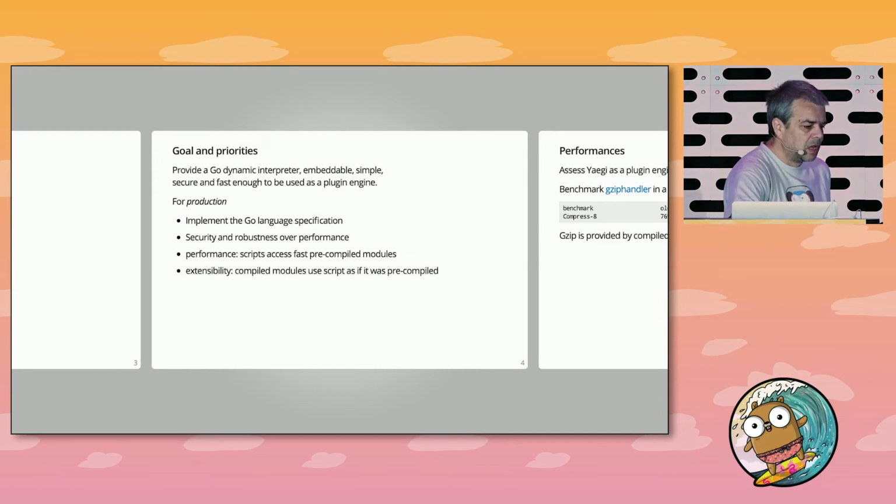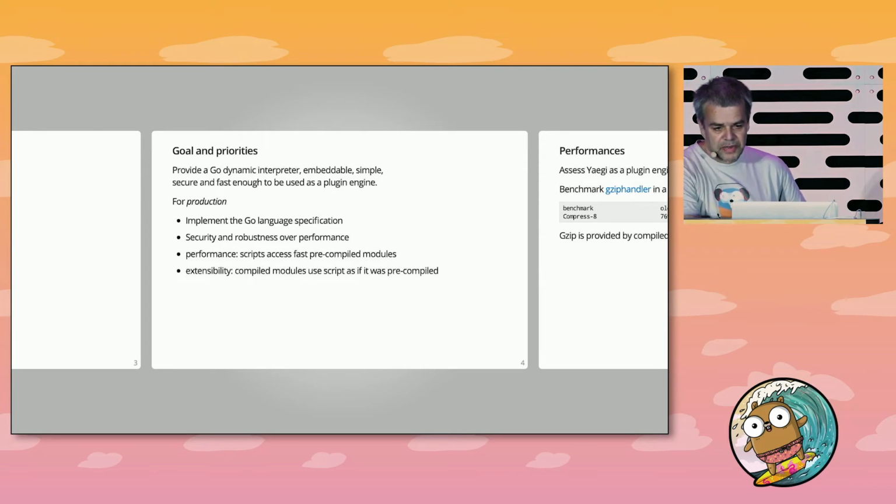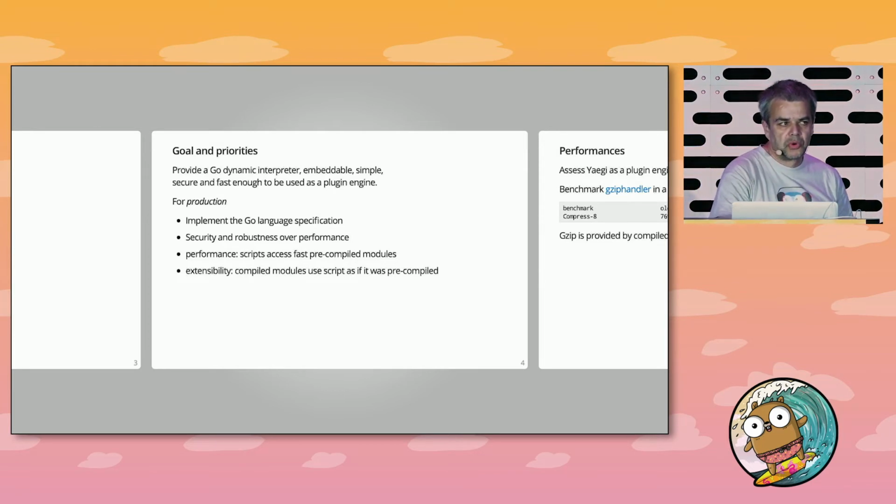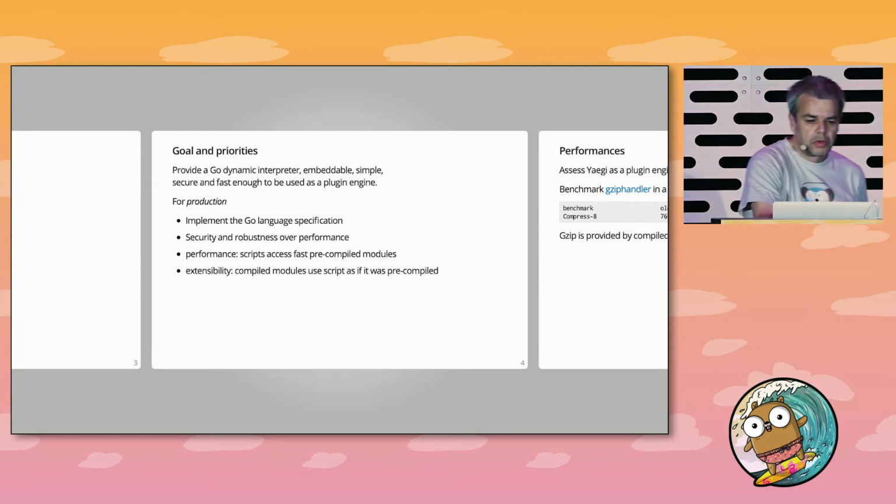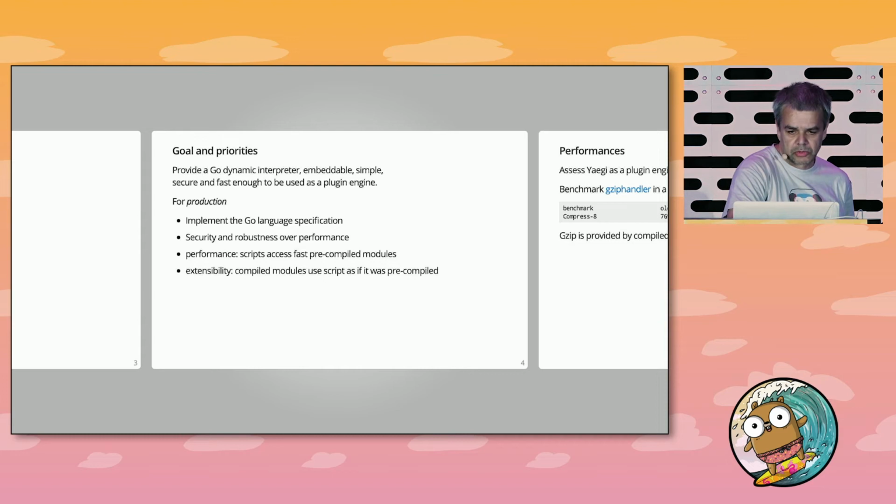So what are the goals and priorities? We want to provide a Go dynamic interpreter which is embeddable, simple, secure, and fast enough to be used as a plugin engine, which is the main motivation for Traefik and for Contenus. But of course, it could also be useful to run executable scripts and to have an interactive command line interpreter. But what is interesting for us is that we target production use.